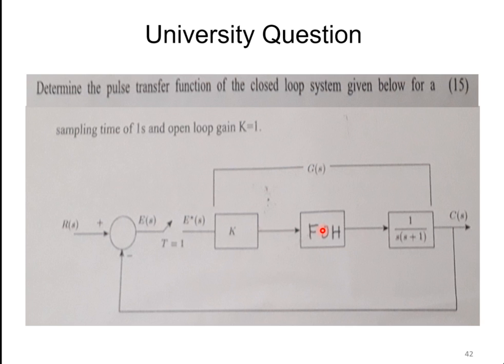So what you have to do is replace this first order hold by its transfer function that is already derived in the Z transform module, that is module 2. And your G of S is here 1 over S into S plus 1, and the question also gives you T as 1 second sampling period, and K is also this gain. K is actually a digital controller, that is a proportional controller. K is equal to 1.